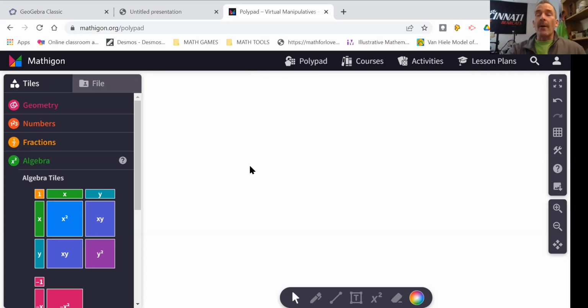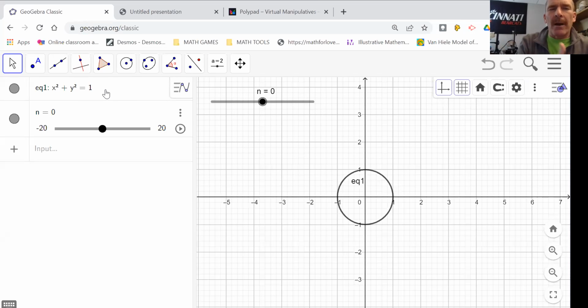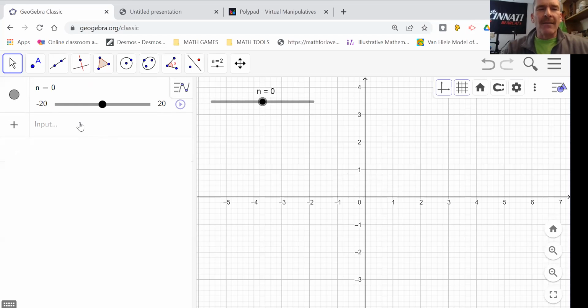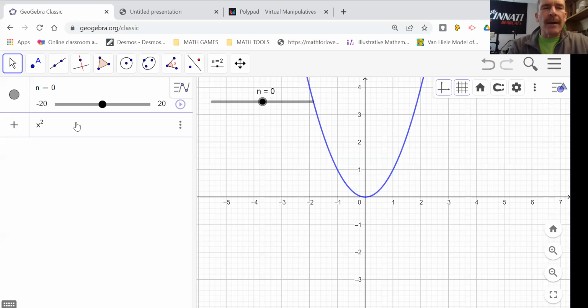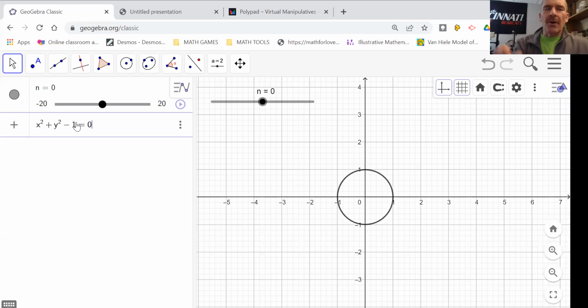If I am going to do a circle in algebra tiles, what I would like to do is represent this circle equation, x squared plus y squared equals 1, with all of that stuff on the left-hand side of my equation. Instead of writing it like this, I would like to write it as x squared plus y squared minus 1 equals 0. When you're dealing with general quadratics from an algebra tile perspective, I want to rewrite it so it's something equal to 0.